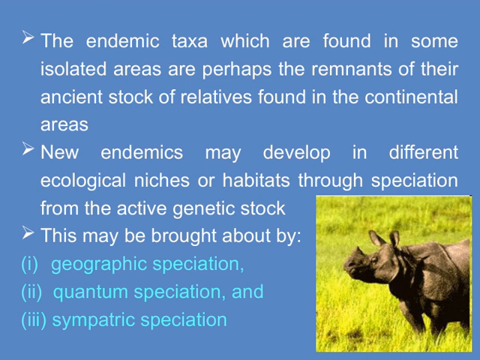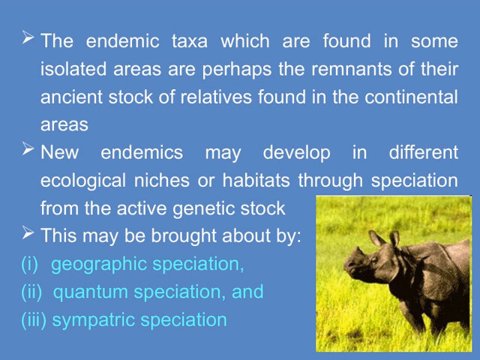At the same time, new endemics can emerge in different ecological niches or habitats through a process called speciation. This is essentially how one species can diverge into new, distinct species over time, often driven by genetic variation and environmental factors. There are several mechanisms behind this speciation process.